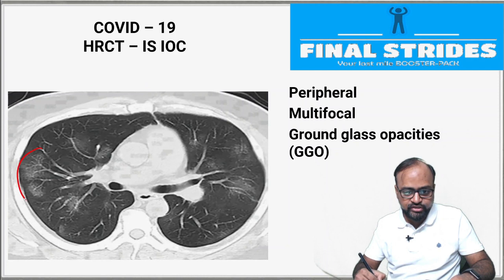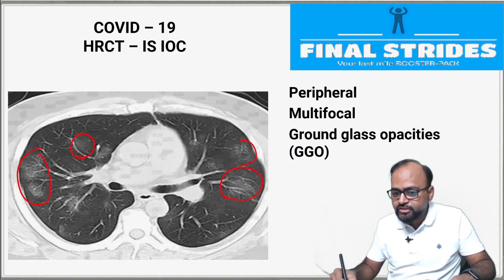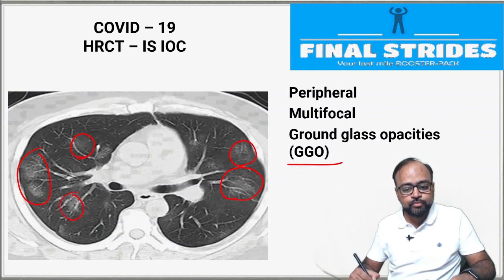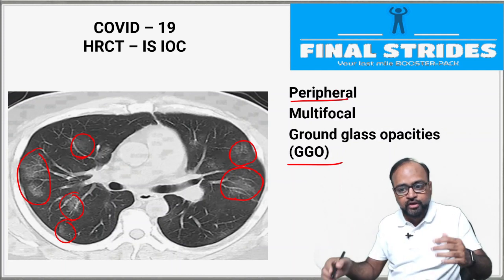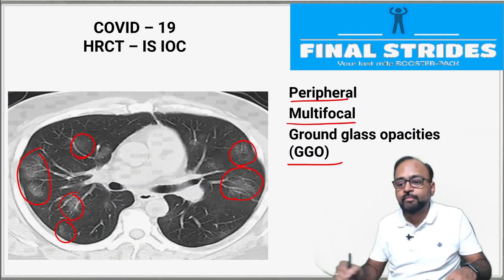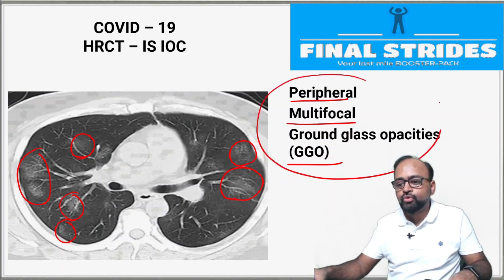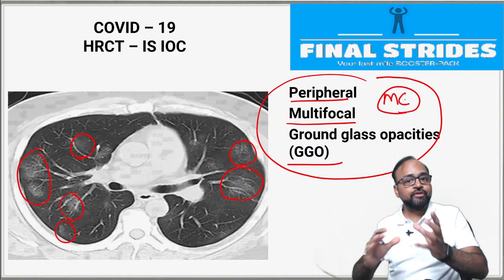So you can see these increased densities through which the internal vascular markings are still visible. So they are called ground glass opacities. And what is the distribution of ground glass opacities? They are peripheral, predominantly in the outer 1/3 of the lung parenchyma, and multifocal bilateral ground glass opacities. This is the most common imaging pattern to see in COVID infections.